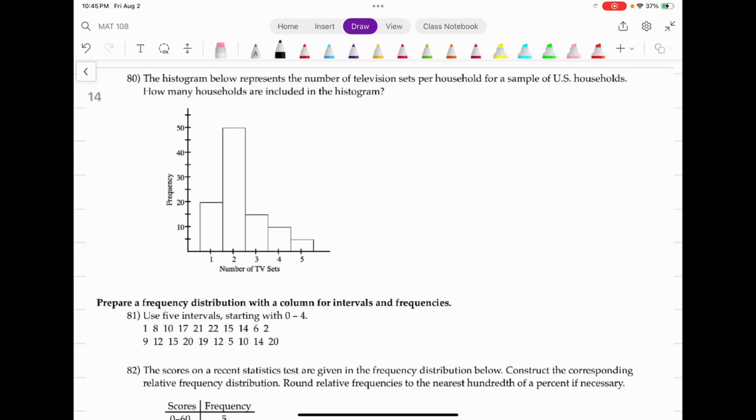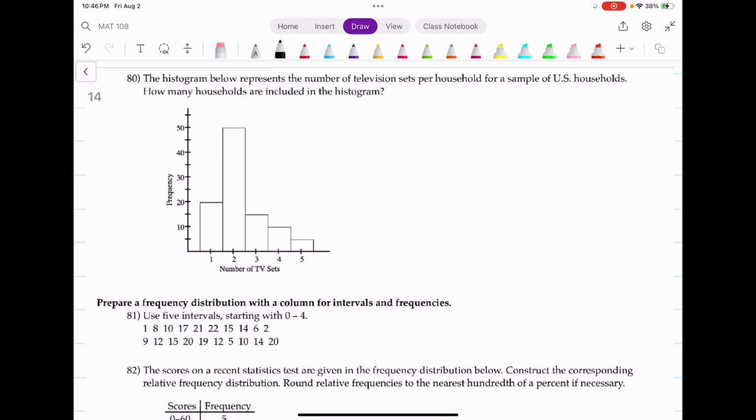In this video, we're going to answer questions 80 through 83. Questions 80 through 83 deal with how we organize data and how we look at it in terms of its picture. Question 80 says the histogram shown below represents the number of televisions per household, based on a sample of U.S. households. Basically, it asks how many households are included in the histogram.